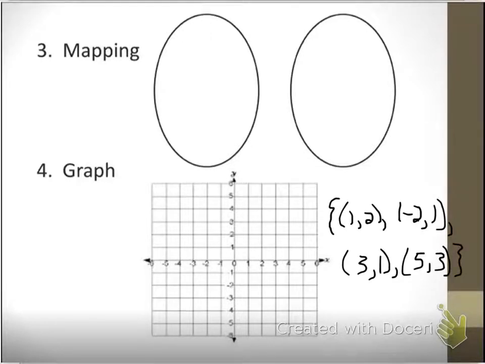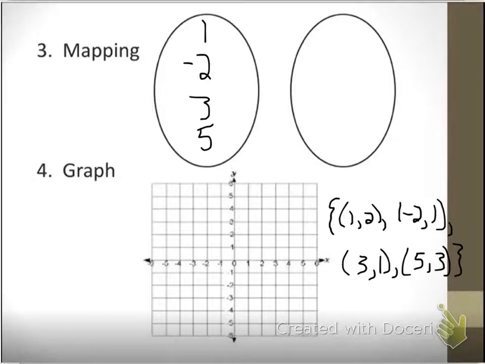Okay, a mapping. I'm going to do something similar as I did with my table of values. I'm going to have all my x values on the left, in the left oval. So what are my x values? 1, negative 2, 3, 5. If I had an x value repeating, I would not write it twice in the oval. I would just write it once, okay? For my mapping.